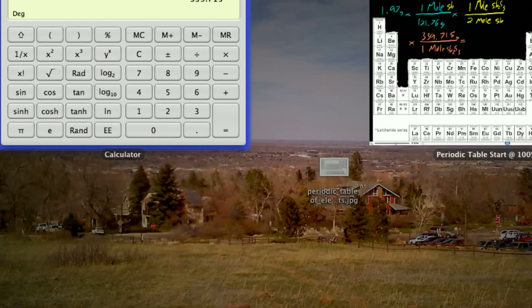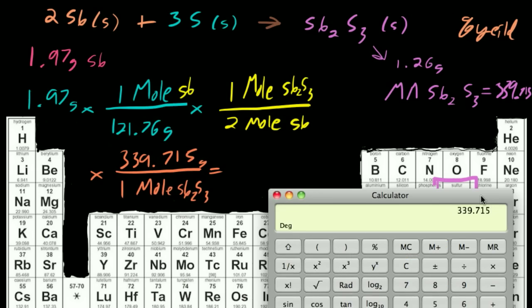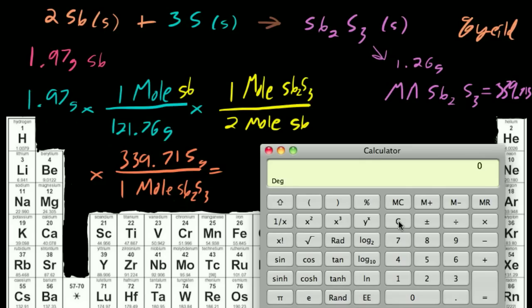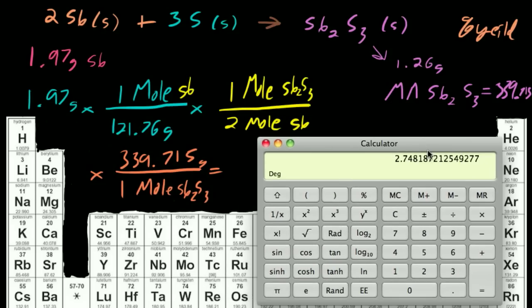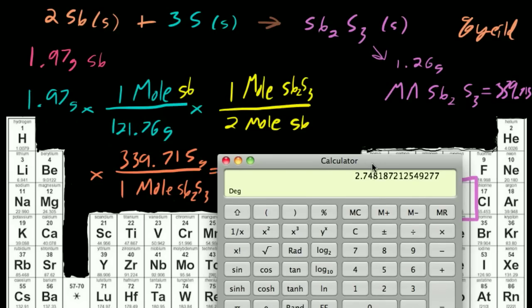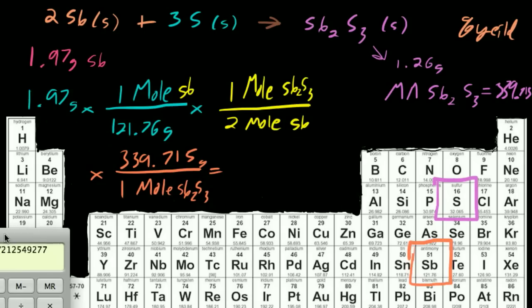Let's get our calculator out again. We take 1.97 divided by 121.76, then divided by 2, and then multiplied by 339.715. We get about 2.75. You might have noticed I wasn't putting any of the ones into the calculator because multiplying or dividing by 1 just gives you the same number. So our theoretical yield is 2.75 grams.